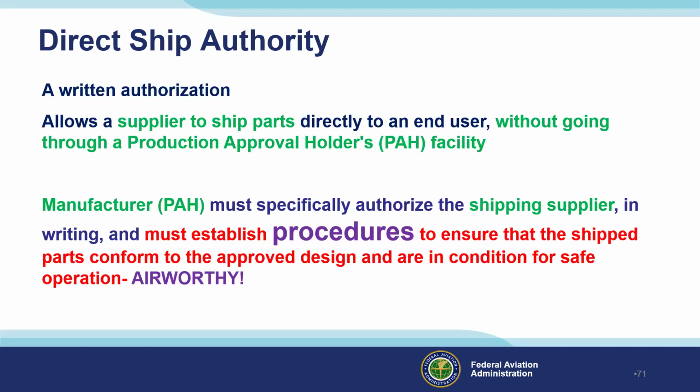And here is the direct ship authority. It is a written authorization. It allows a supplier to ship parts directly to an end user without going through a production approval holder's facility. So the PAH must specifically authorize the shipping supplier in writing, and they must establish procedures to make sure the shipped parts conform to the approved design and are in condition for safe operation, that they're airworthy.